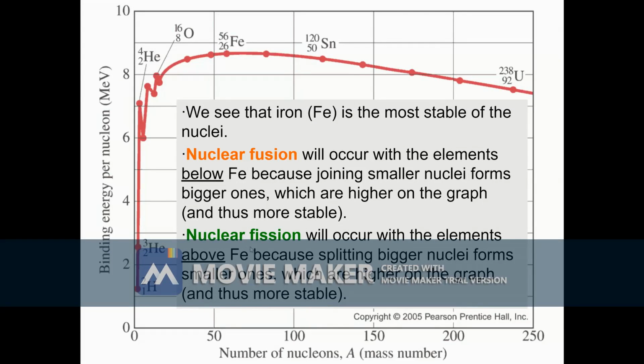On the other hand, on the right hand side, we can see that the number of nucleons is far greater than the number of nucleons for iron or nickel. So the bigger nuclei are splitting in order to be more stable and reach the iron binding energy per nucleon, so that nuclear fission occurs and they become more stable.